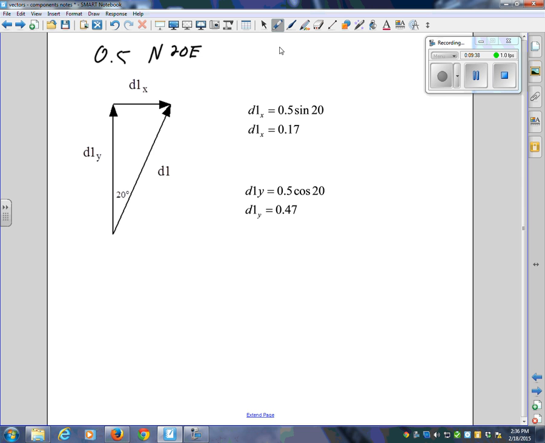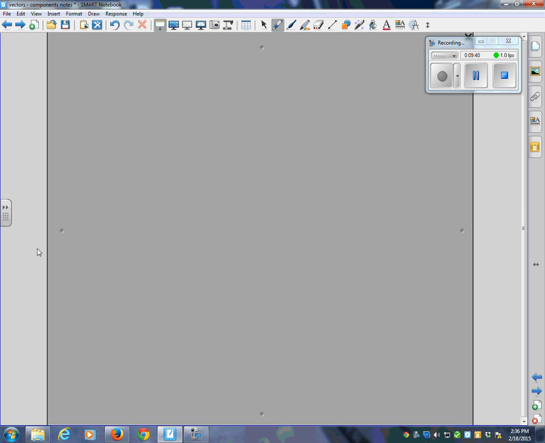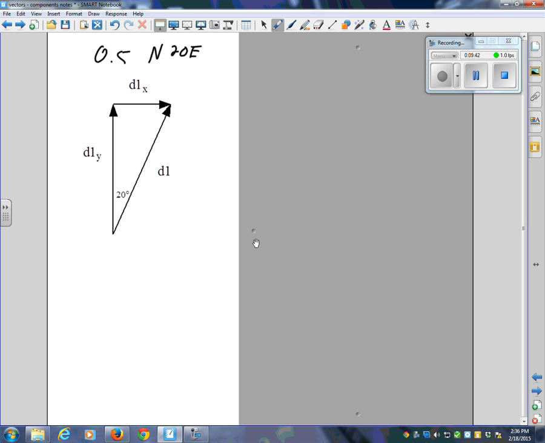Okay? So all I've done there is draw out the picture. Here's D1 right here. Here's 20 degrees. And I want you to show the components. You might remember in grade 11 I taught you to draw that little reference line. Remember me doing that? I want you to complete, not the square, because no one likes doing that, but the triangle.